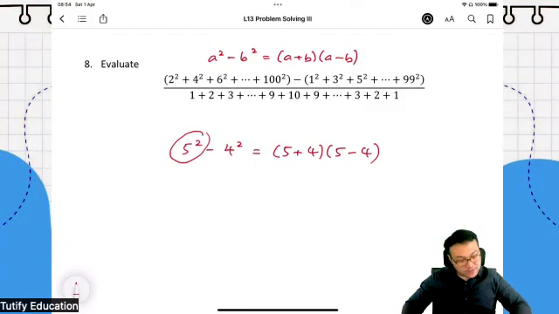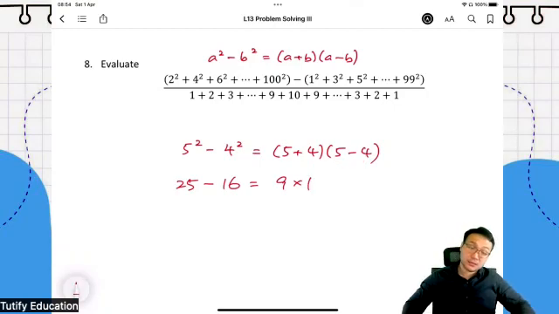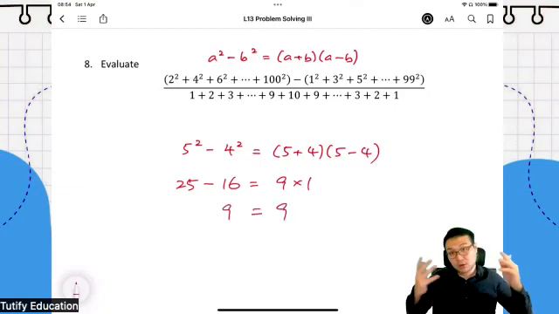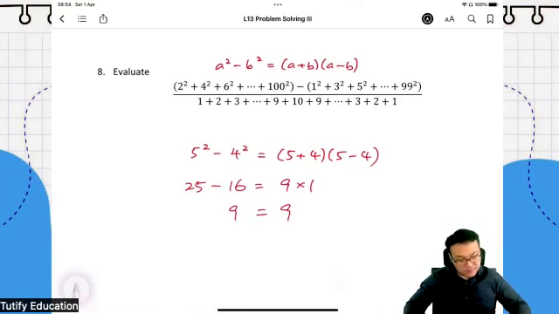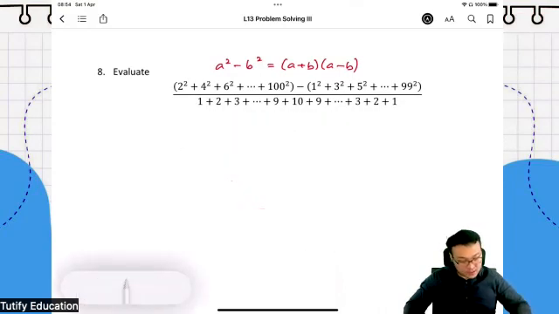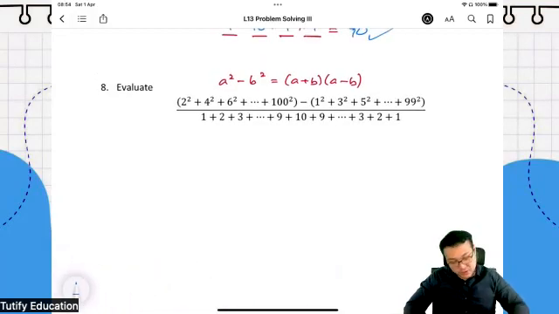5 square, 5 times 5, 25. 4 times 4, 16. Equal to 5 plus 4, 5 minus 4. Correct or not, students? 25 minus 16 is 9. 9 times 1 is 9. Correct, right? So can you see why this is correct? Okay? So whenever you see two numbers like that, then you can just 5 plus 4, 5 minus 4. A plus B times A minus B. Okay? So let's make use of this to solve the question.